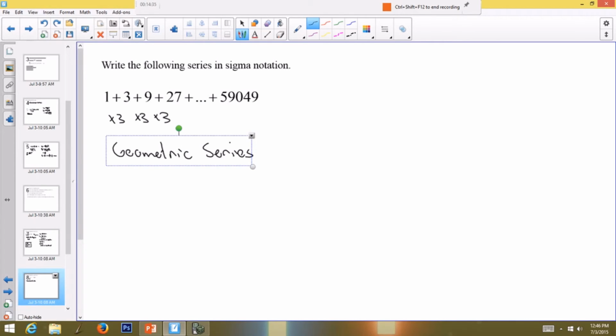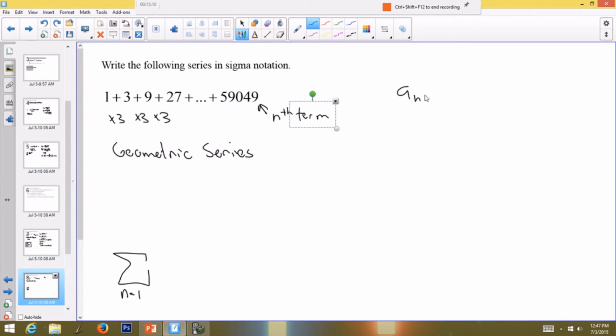And again, if I'm starting from my final, I'm going to go n equals 1. And I've got to figure out how many times do I have to multiply by 3 to get to 59,049. Well, let's see here. I know it's a geometric series, and I have an equation, and again, go ahead and look back. The equation finds the nth term. It figures out the nth term of a geometric series.